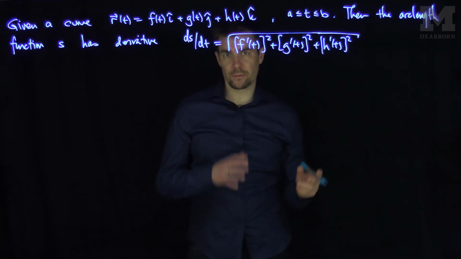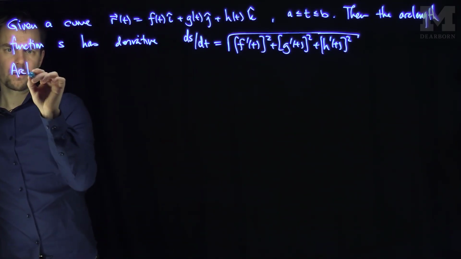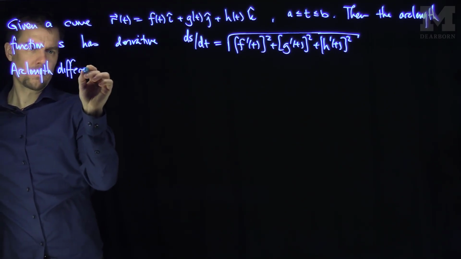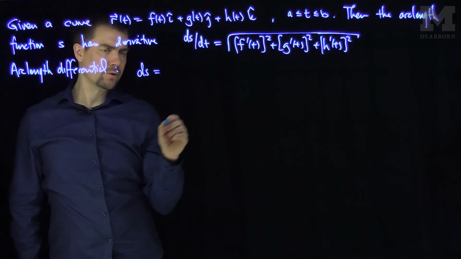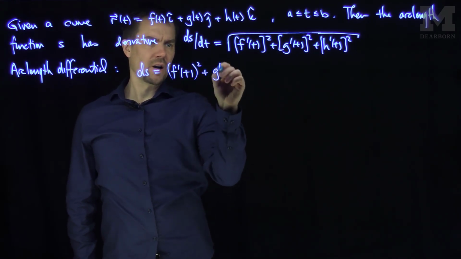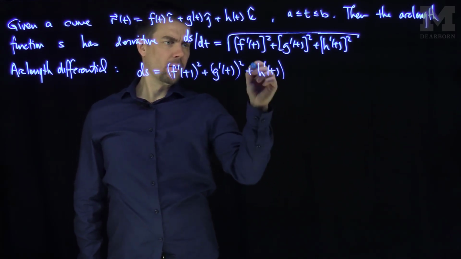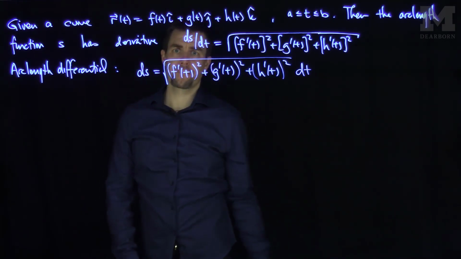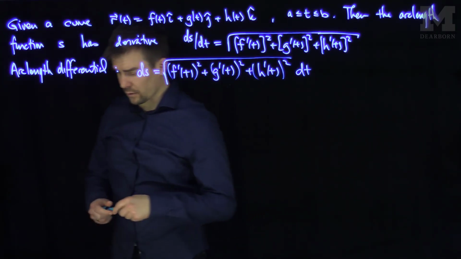And so in particular, I can write the arc length differential in the following way. The arc length differential is therefore ds equals the square root of f prime of t squared plus g prime of t squared plus h prime of t squared, all square rooted, dt. That's our arc length differential. This allows me to define the arc length or curve integral.